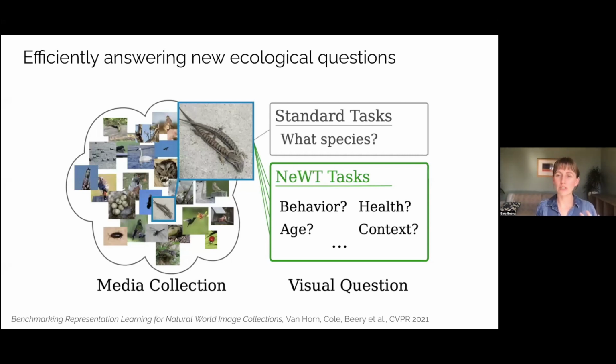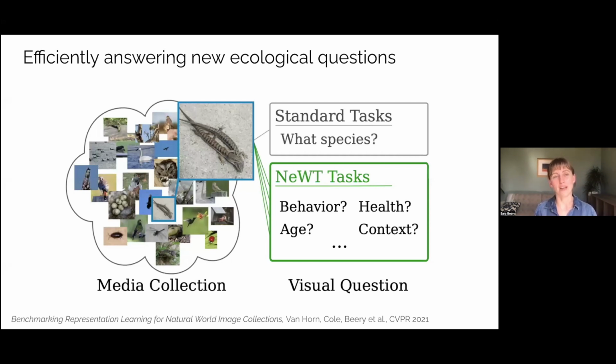And so what we did is we looked at trying to understand universal representations for this natural world space. Very different from the types of images and even the types of fine-grained categories that you get in iNaturalist from something like ImageNet. And then how do you take those representations and efficiently adapt them to new ecologically relevant tasks, going beyond species ID to behavior, health, age, context.